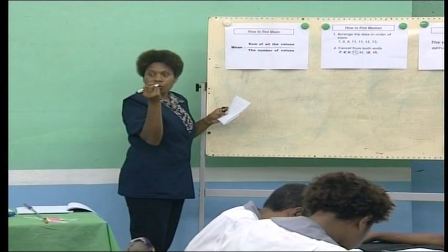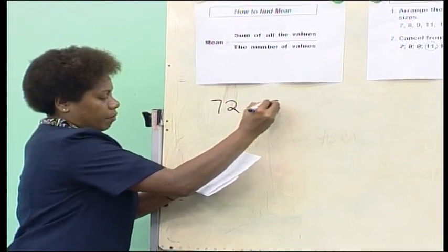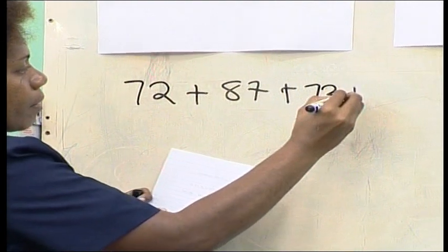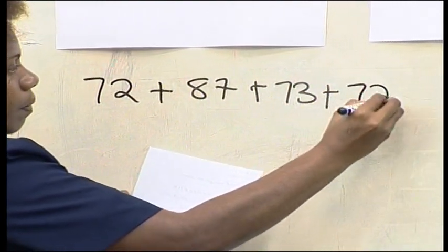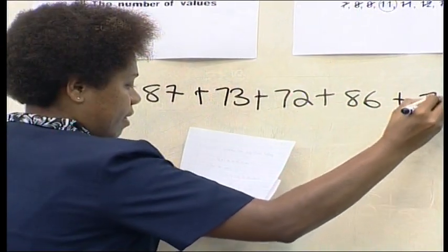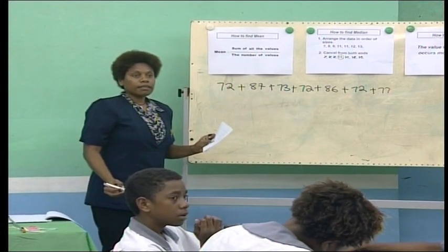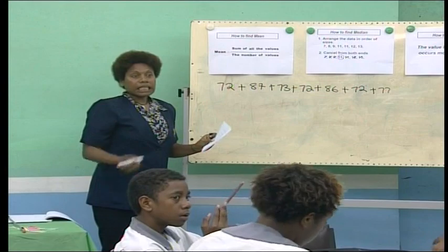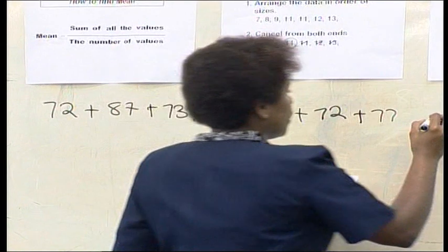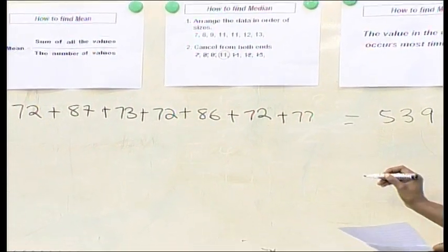All right, you others, you should be concentrating here. 72 plus 87 plus 73 plus 72 plus 86 plus 72 plus 77. Okay, and then? Equals 539. All right, equals 539. And then what, next?